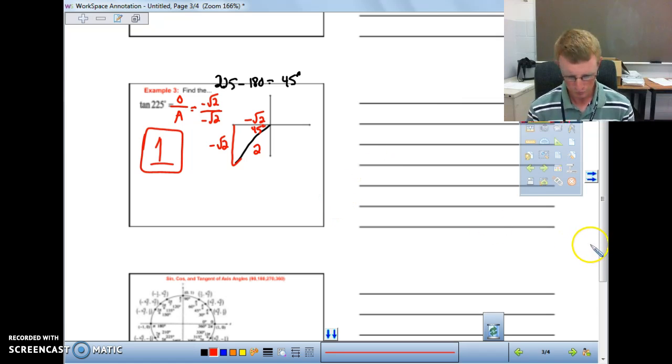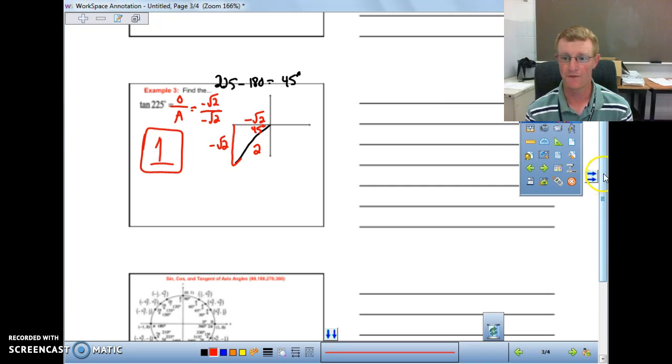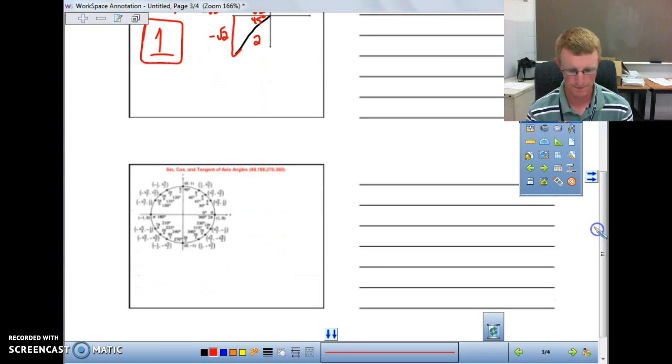So when you're looking at this, you want to make sure that you are finding your reference angle correctly. That is for sure key. But then you also want to make sure that you are understanding which one is the x value, which one is the y value. You want to make sure you're labeling your negatives correctly and your special right triangles.